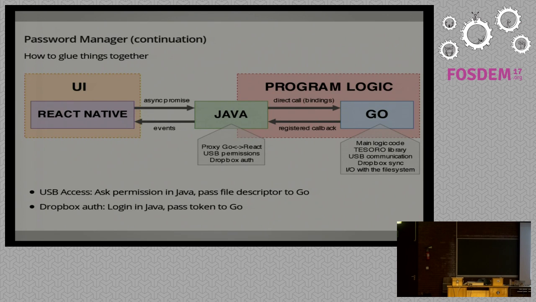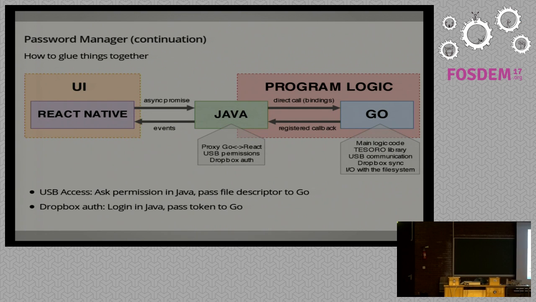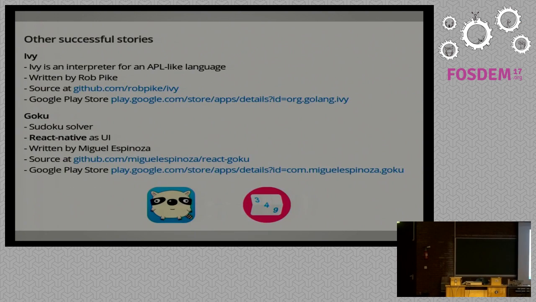So our communication with the device is in Go. But at first, when the application boots up, we need to list the devices connected to the phone and ask permission. For Dropbox synchronization, the authorization is also in Java, because you need to open a web view and take a token. But once we have the token, we pass it to Go, and the uploading and downloading of files is all done in Go.